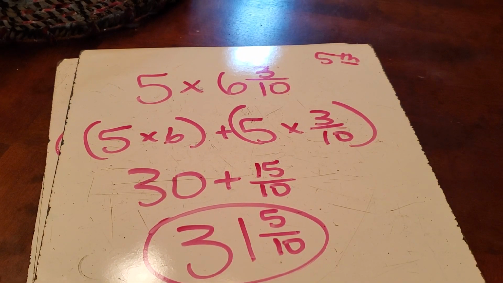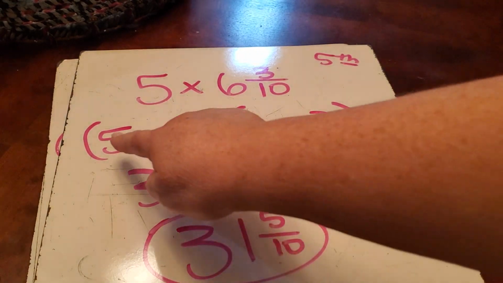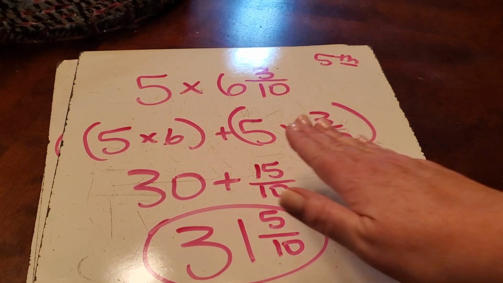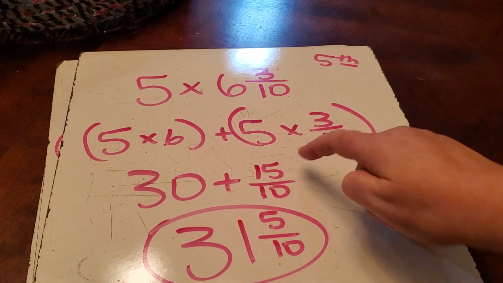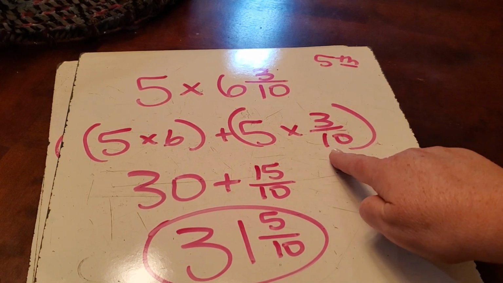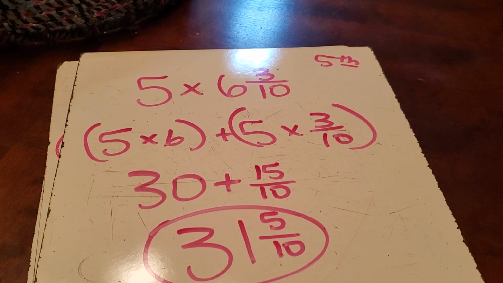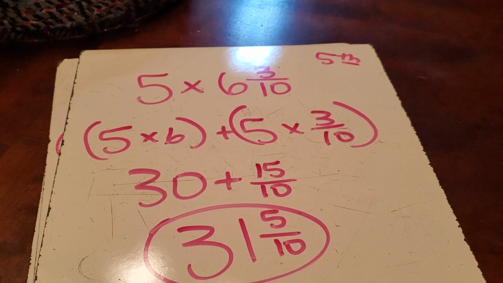Mixed numbers are numbers too, okay? And so now we're going to multiply the 5 times the 6 and the 5 times the 3/10. This is something that they would have done in 4th grade, multiplying a whole number by a fraction. So 5 groups of 3/10. That's going to be 3/10 5 times, 15/10. And so then we put that back together, 31 and 5/10.